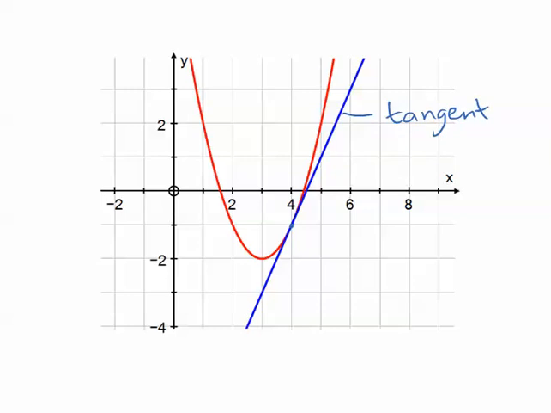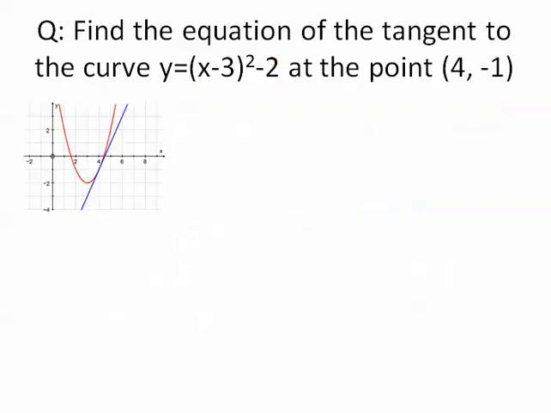And the red line is our curve. And in this case, the curve is a quadratic and the tangent is a straight line. And a tangent is always a straight line and has always got the same gradient as the curve at the point where they meet. So let's work out the equation of this tangent.